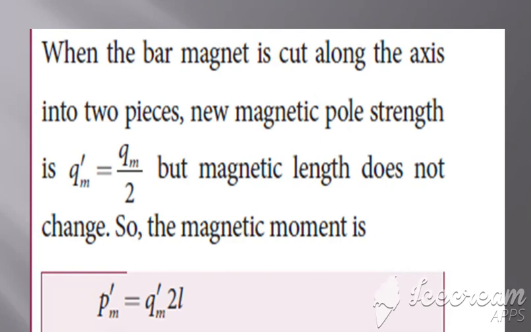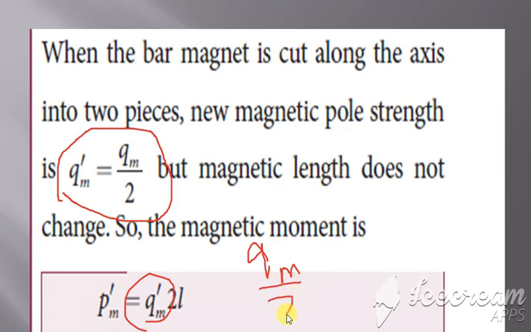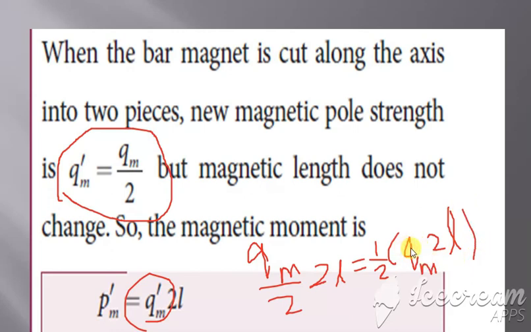Now what is the value of Qm dash? Just now we saw that Qm dash is equal to Qm divided by 2 because it becomes half. So substitute this value here. It is Qm divided by 2, into 2L. This can also be written, writing 1 by 2 separately, as 1 by 2 into Qm into 2L. Now what is this Qm into 2L?